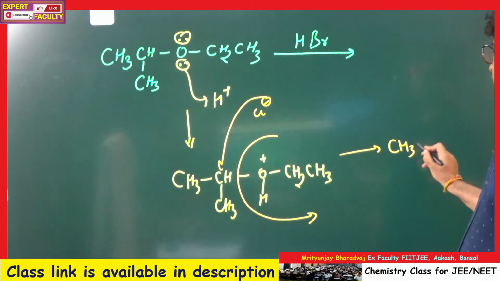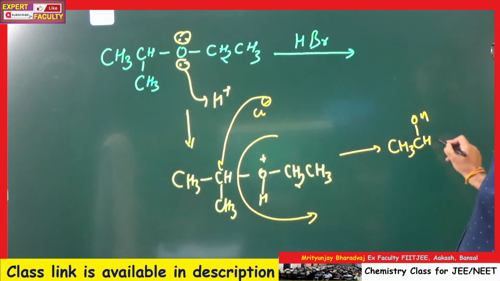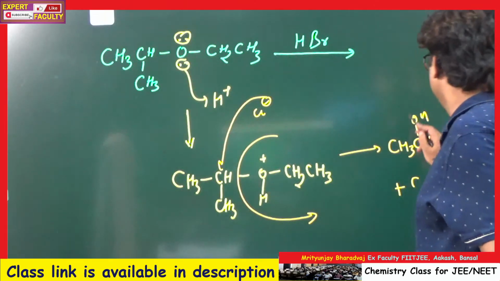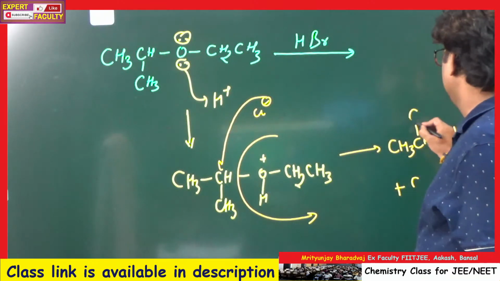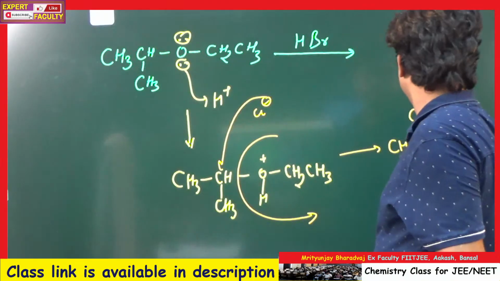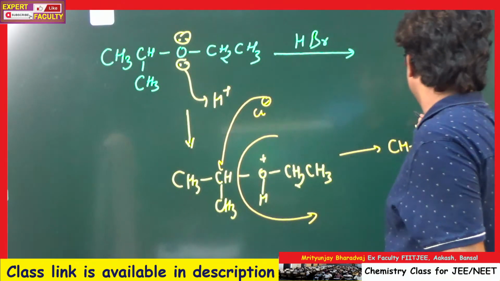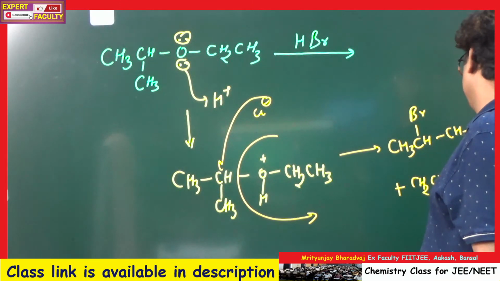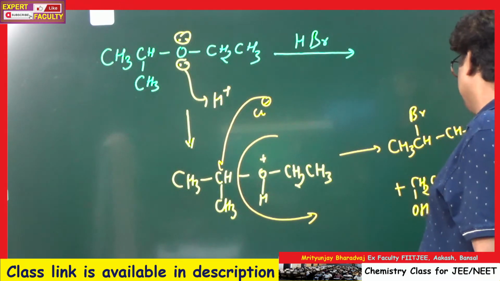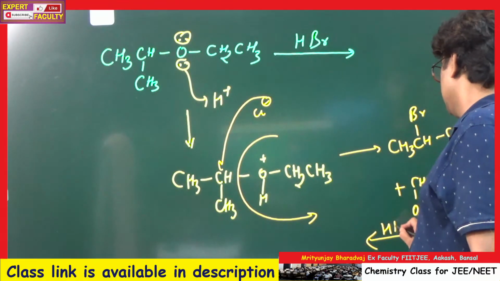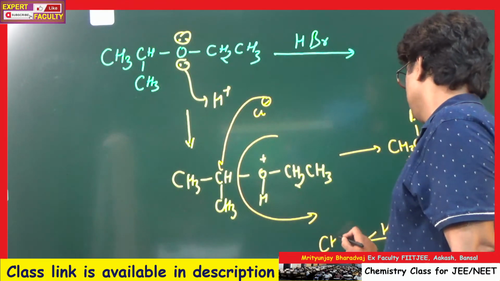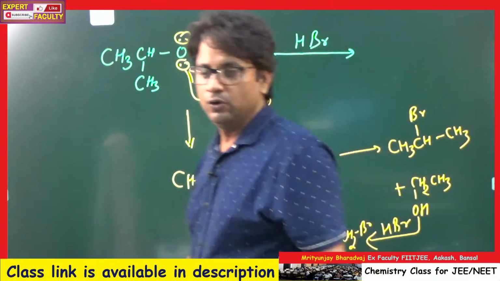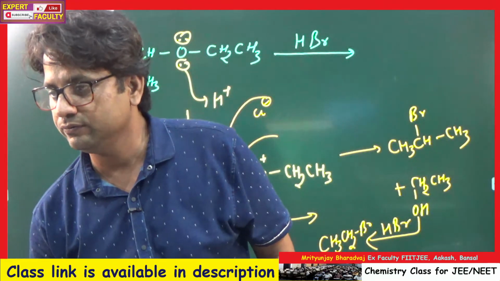So it will be CH3, CH, CH3 with Br here. Oh, sorry, Br. And CH3CH2OH. Then this second molecule will also react with another molecule of HBr, and this will be converted to CH3CH2Br. Very good. Okay. The first one will be major.